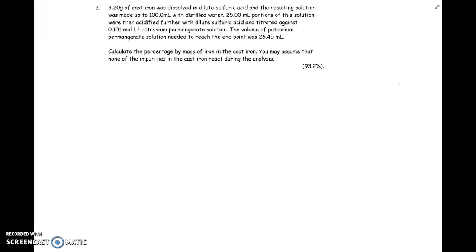Now let's try this example. 3.2 grams of cast iron. Now the first thing you need to realise is cast iron is not pure. It is dissolved in dilute sulfuric acid and the resulting solution was made up to 100 ml with distilled water. So we've got our 3.2 grams of cast iron and it's dissolved in the sulfuric.